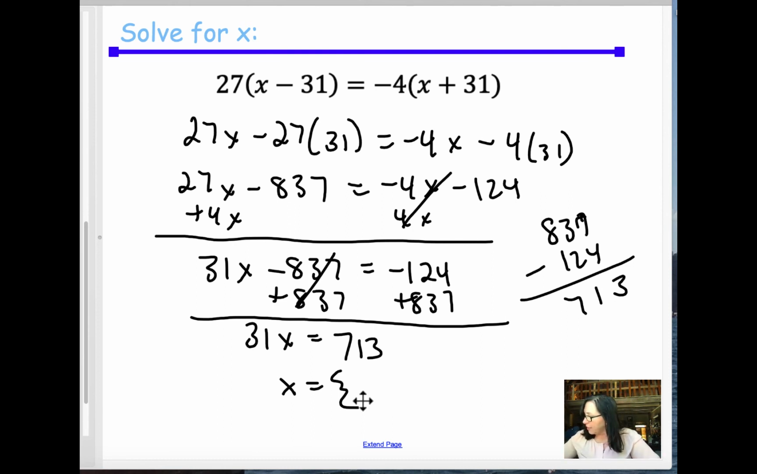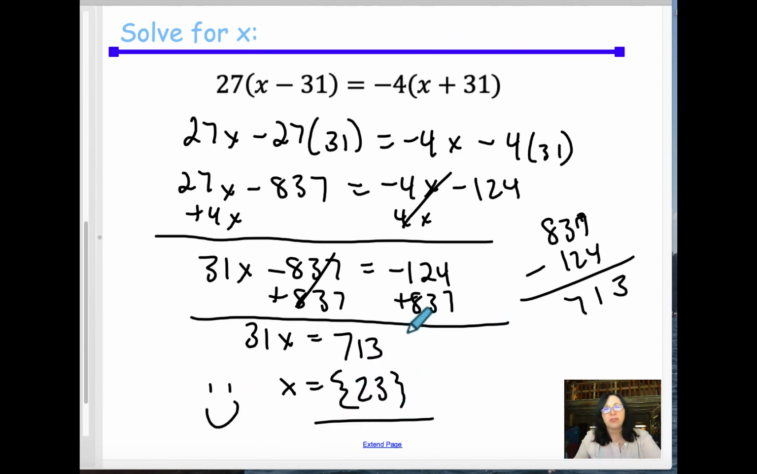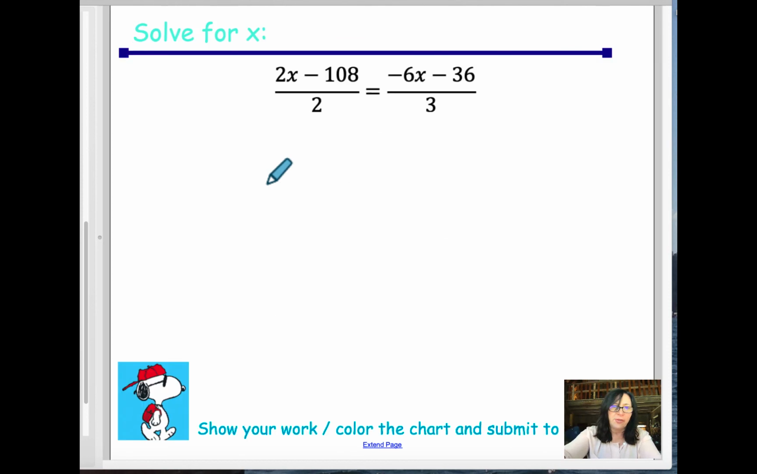So on your calculator, take a minute and do that. Or, I mean, you can do that by hand if you wish. So 713 divided by 31, I get 23. So x is equal to 23. And if I have any hesitation about what my solution is, absolutely plug it in. Go, 23 plus 31 times negative 4. Does that equal this left side after I plug in 23? And you should do that.